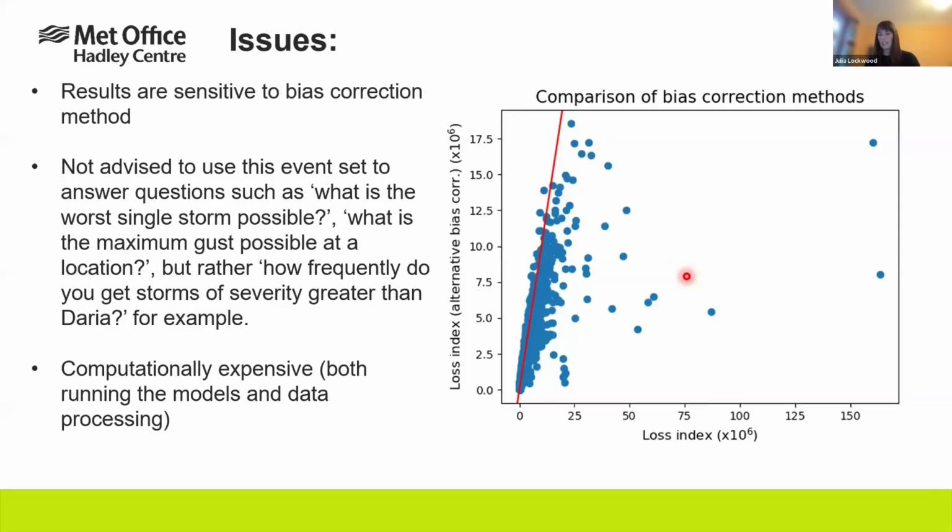But on the other hand, I think questions it could help answer might be what's the frequency of storms with a loss index of, say, Daria or greater. I think there'd be more confidence in the number of storms above thresholds rather than the actual magnitude of their intensity. And of course, one of the other major disadvantages is the computational expense, and that's not only in running the physical model, but also the data processing that's involved is extremely time consuming. It's, you know, terabytes and terabytes of data.